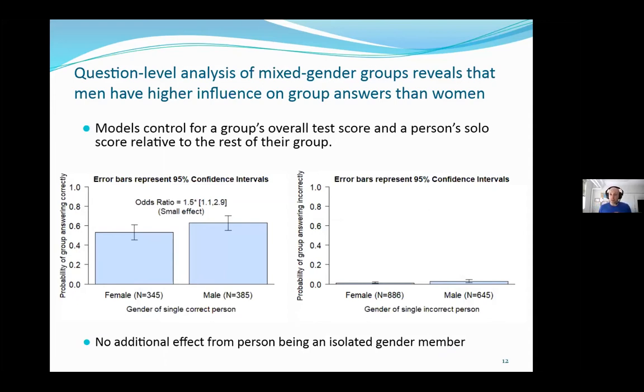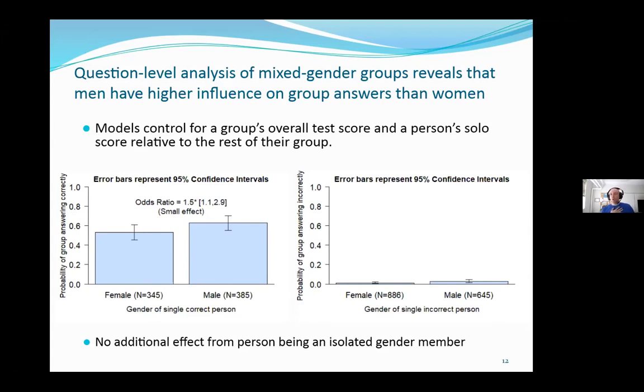So we followed this up and we did a question level analysis of these mixed gender groups, only mixed gender groups. So we isolated those groups from everywhere else. Those were the three middle group types of the ones that we were looking at before. And we saw that men actually have a higher influence on the group answers than women. And how did we do this? I'm just going to run you through this really quick so you can get a sense of how we saw this.